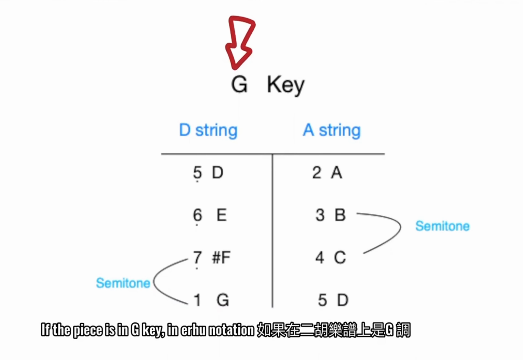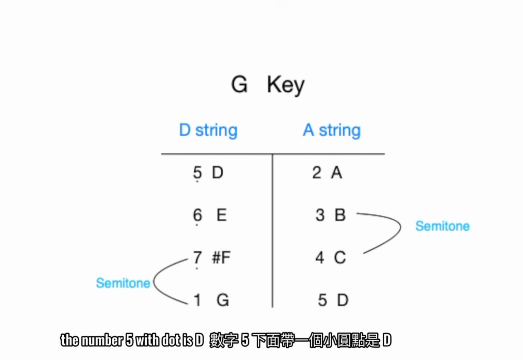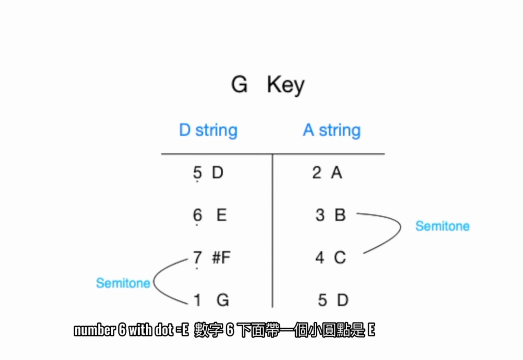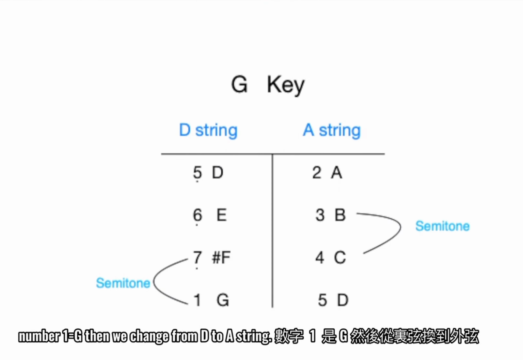In Erhu notation, the number 5 with a dot equals D. It is the open string on the D string. Number 6 with a dot equals E. Number 7 with a dot equals F sharp. Number 1 equals G. Then we change from the D to the A string.